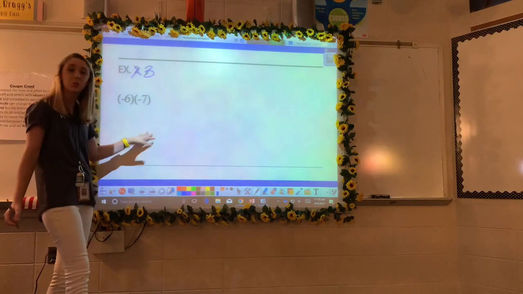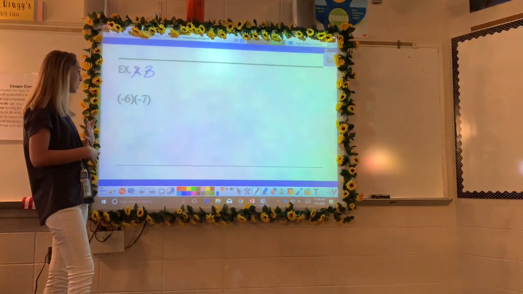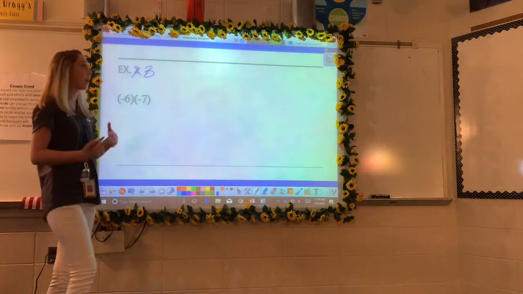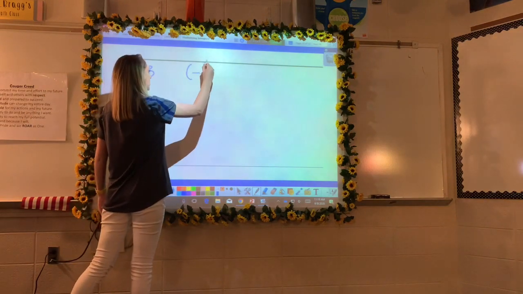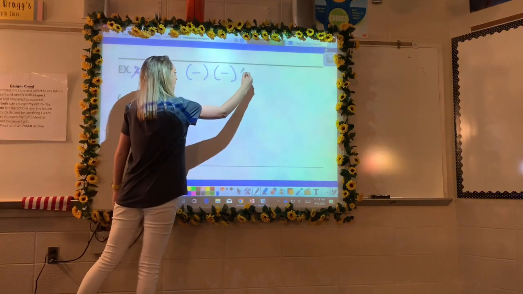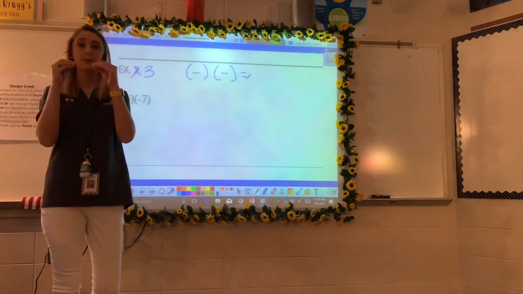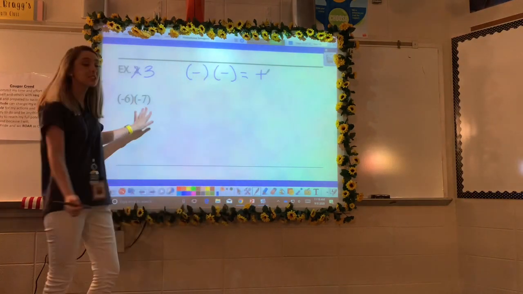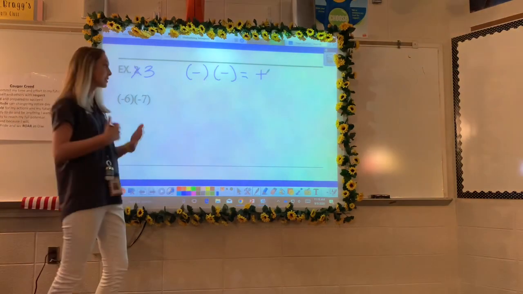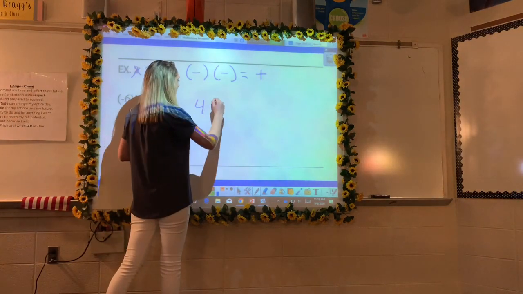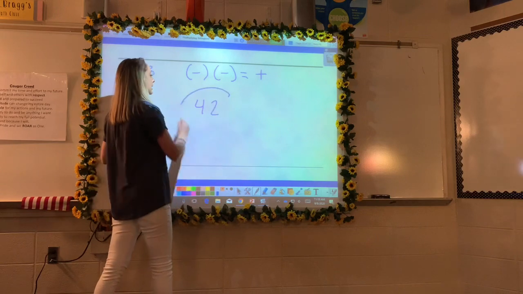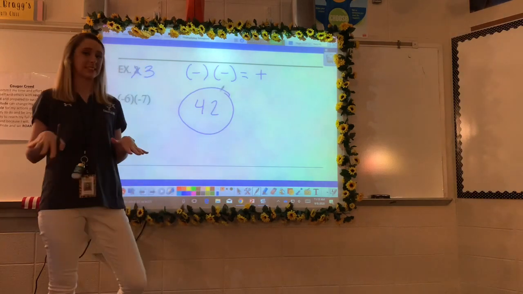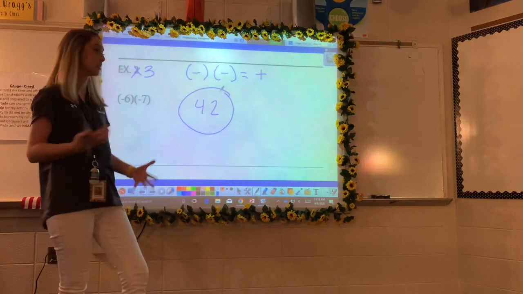So let's look at this one. We have negative 6 times negative 7. So hopefully you can work this one out while I do it up here. So we're given 2 negatives. And we know when we multiply the same type of signs together, we always get a positive. So now we just need to do 6 times 7. Hopefully that's something you know. And 6 times 7 does give us 42. And it is positive, but we do not have to put that sign, remember, because we just assume it's positive.